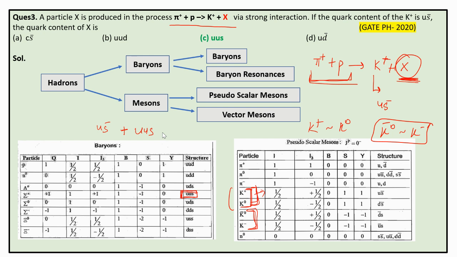This is the conventional way to approach this question when we are teaching in the class. But yes, in the examination hall, you don't need to follow this whole long procedure. You know very well that strangeness should be balanced on both sides. On the left hand side there is no strangeness, and on the right hand side there is S bar, so definitely you will require S to balance it. So the only thing left is UUS, and that is a baryon.